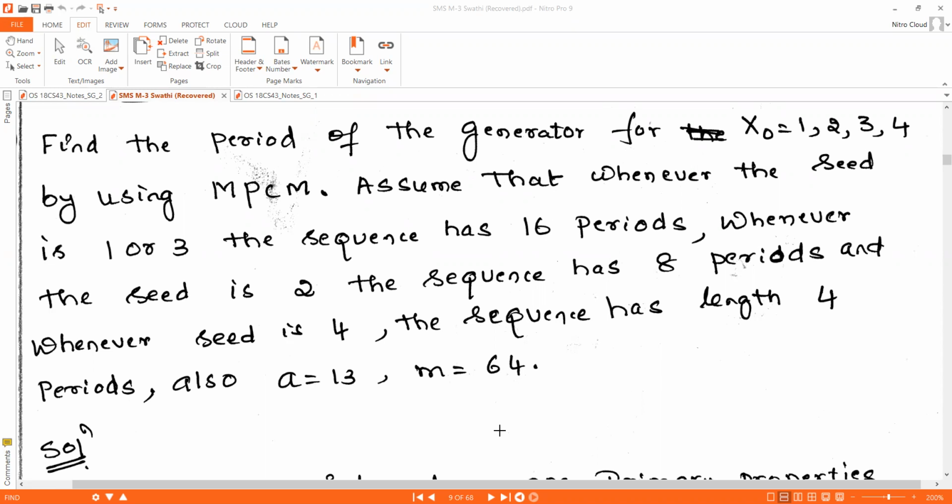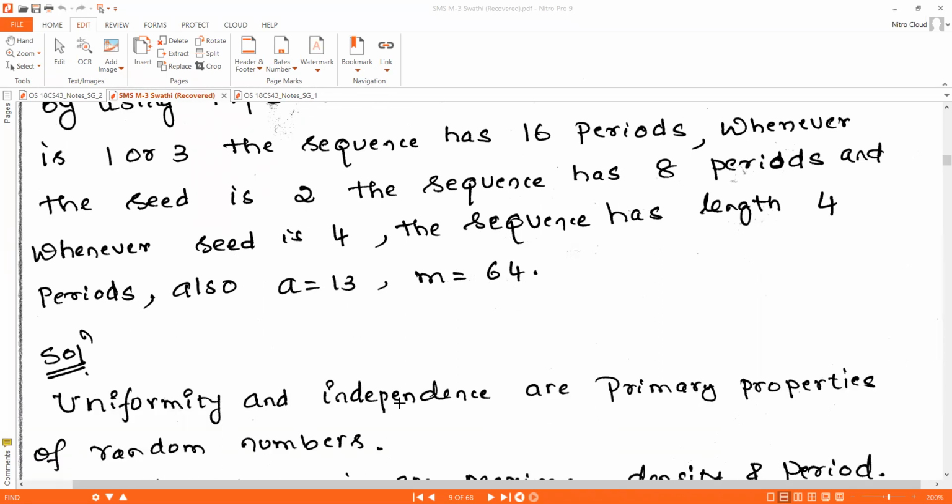And they have also given that if x naught equal to 3, if the seed is equal to 3, we need to find the xi values for 16 periods. That means I equal to 16. Till I equal to 16, we need to calculate it. And one more condition they have given, that if x naught equal to 4, then we need to find the xi values until I equal to 4. That is the period length they have given, 4, means till I equal to 4 we need to calculate the xi values. And they have given the a value and m value. A value is 13, m value is 64.